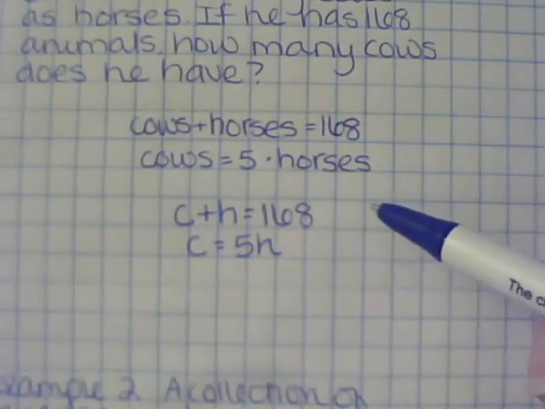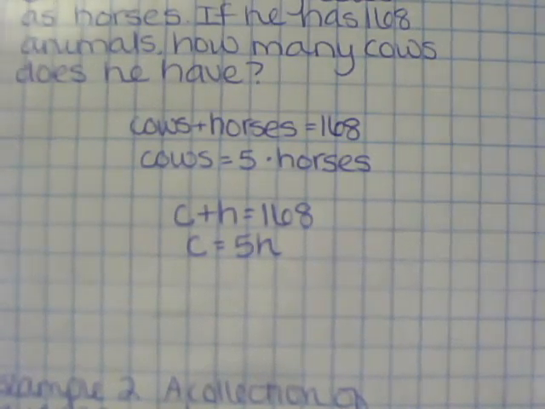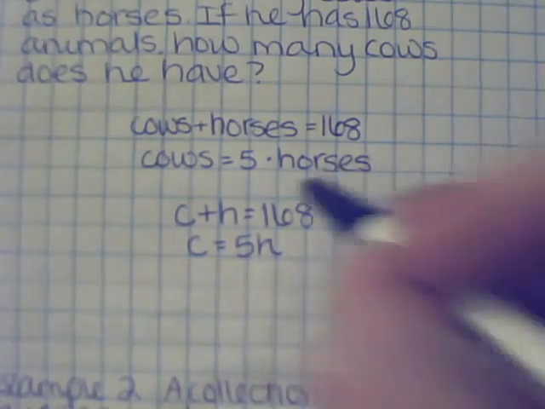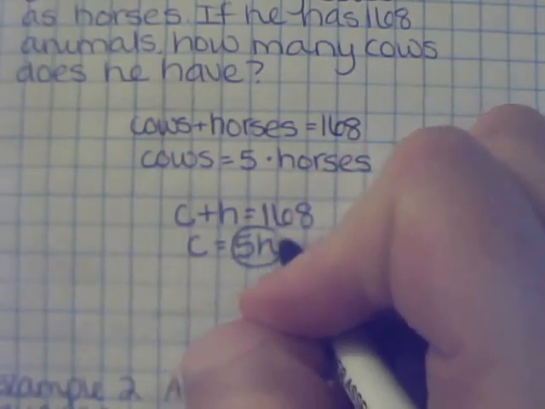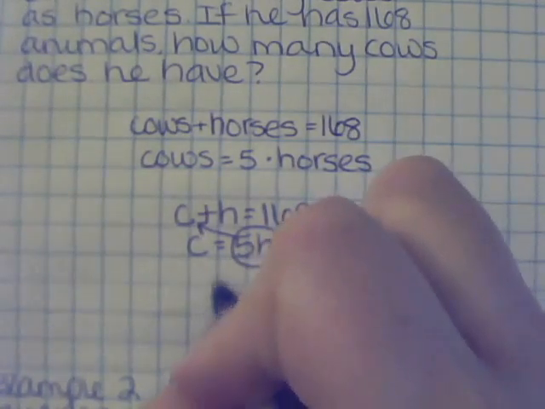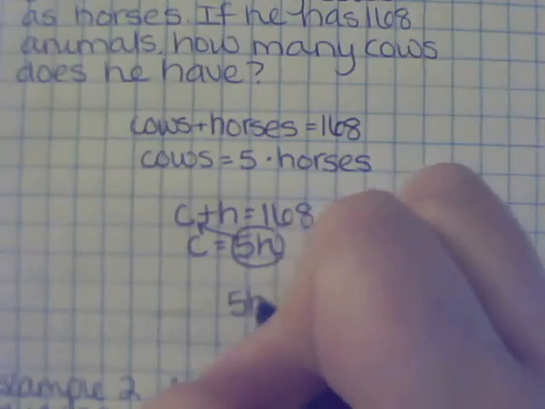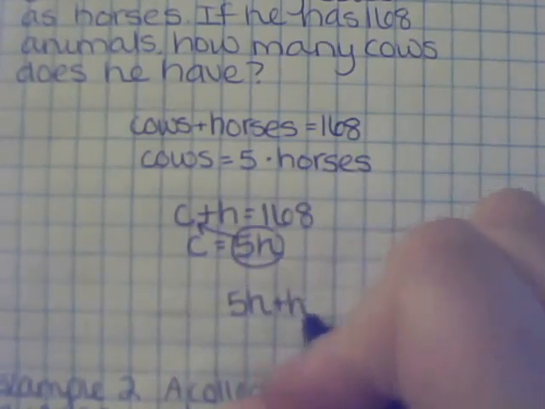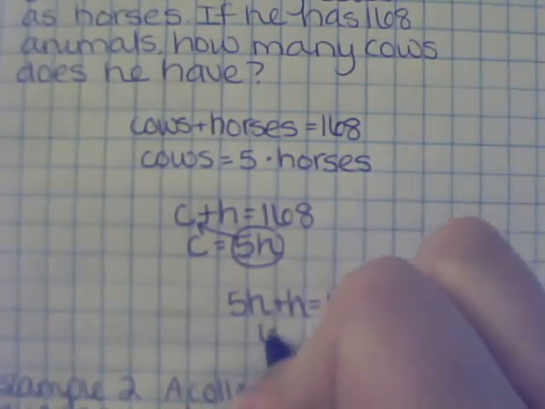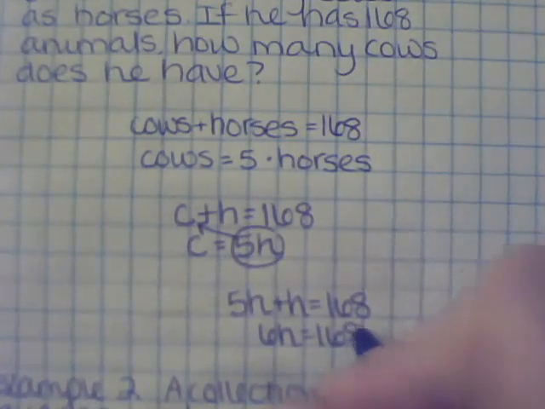Once you have your system written, you can solve it. And there's 3 ways you've learned how to solve it. You can graph the system, you can use substitution, or you can use linear combination. For this particular one, since I already have C equals, I'm going to use substitution, and I'm going to take the 5H and plug it in for the C in the other equation. So my top equation is going to become 5H instead of C plus H equals 168. Add like terms together and I get 6H equals 168.